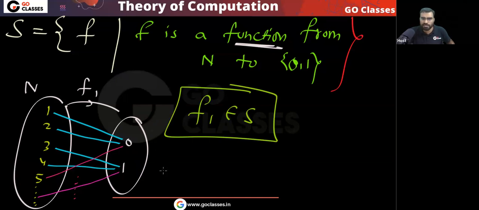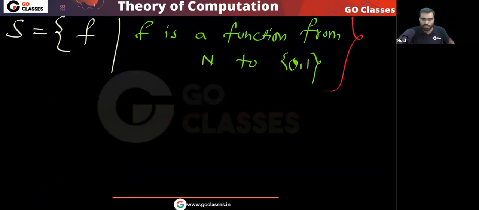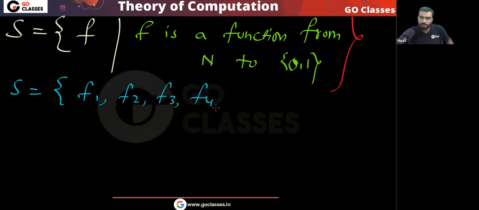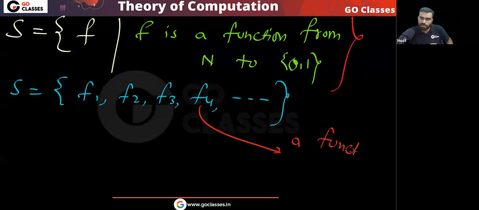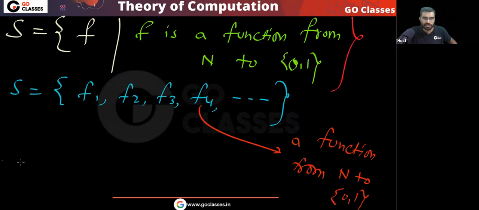Please tell me, did you understand what you have? What is your base set? Remember, in your base set, you have functions like F1, F2, F3, F4. Each of them is a function from n to {0, 1}. Each element is a function.